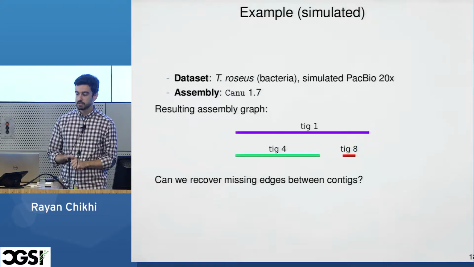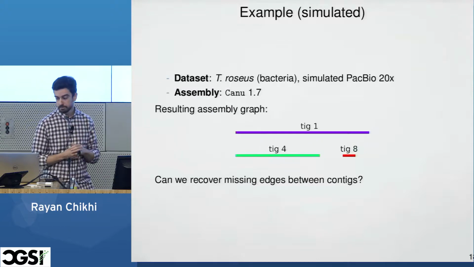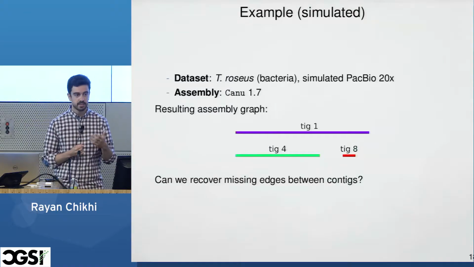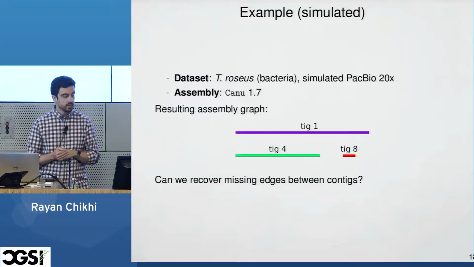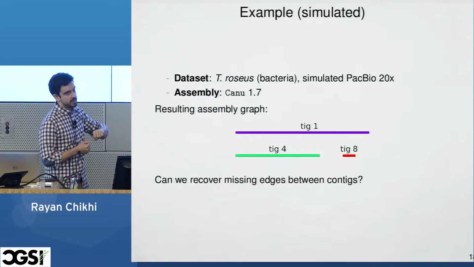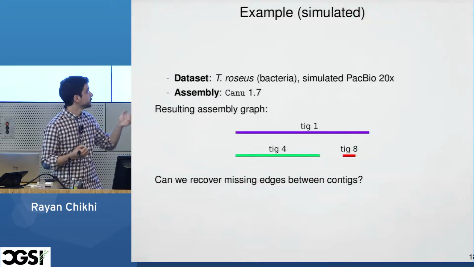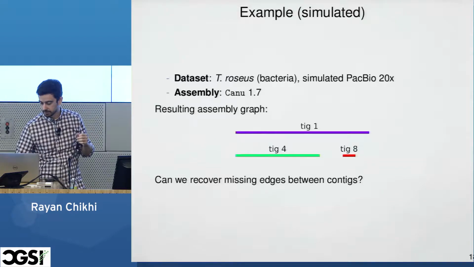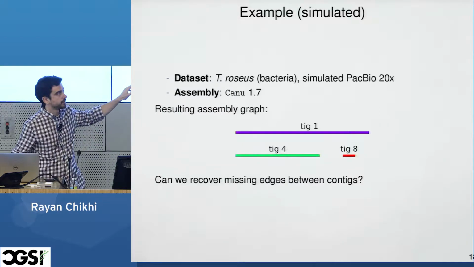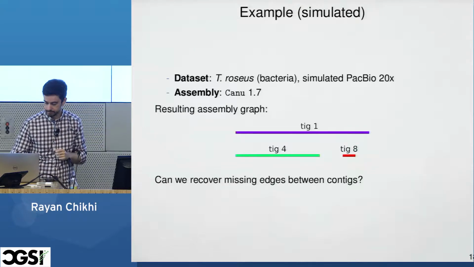To give an idea of what a failed assembly looks like, we simulated a bacterial genome with simulated reads and assembled it using Canu, which you heard about earlier this morning. The resulting assembly looks like that. There are 3 contigs, and the contig graph is not very informative because it doesn't tell the adjacency between contigs. The question is, can we recover adjacency information, so missing edges in this graph?